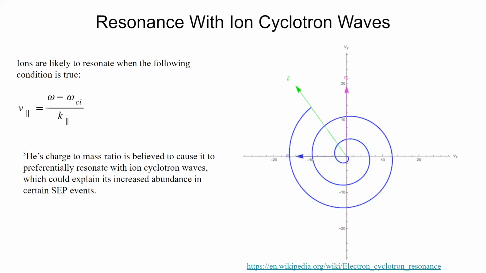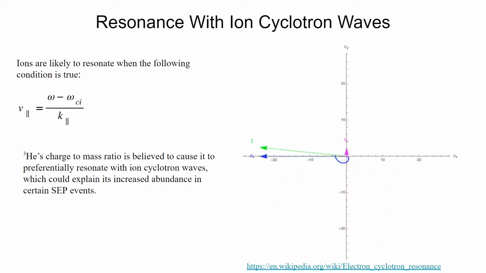What's interesting to note here is that due to helium-3's unique charge to mass ratio, it is believed that certain ion cyclotron waves will preferentially resonate only with helium-3 while not resonating very strongly with helium-4.